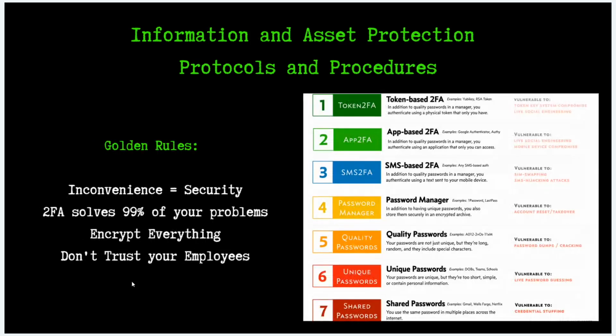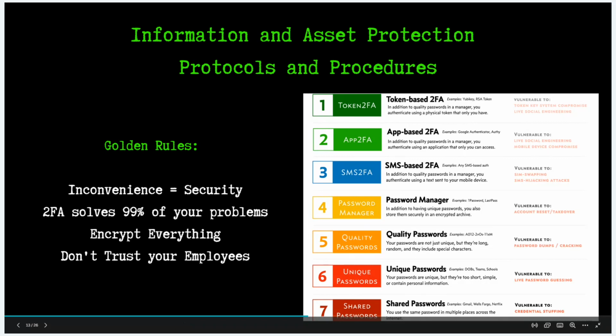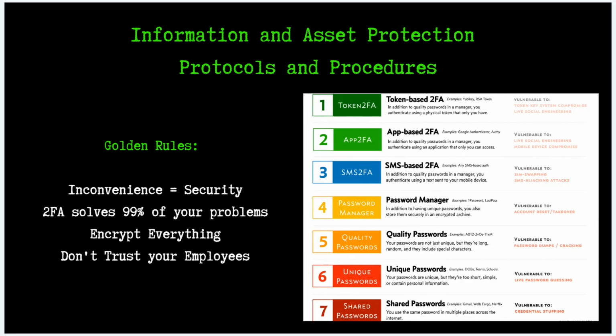Information asset and asset protection protocols and procedures. This can go down so many different wormholes, and it's going to be so dependent on the type of firm that you are, what kind of infrastructure you're working with, just a host of different things. It gets back to the problem of why you can't have a templated approach to this. But I do want to focus on a couple golden rules. As I mentioned earlier, inconvenience equals security. The more inconvenient data is to access, technically speaking, the more secure it is.